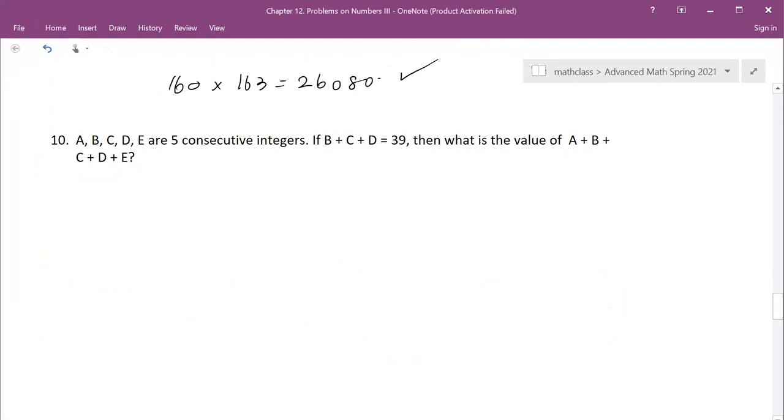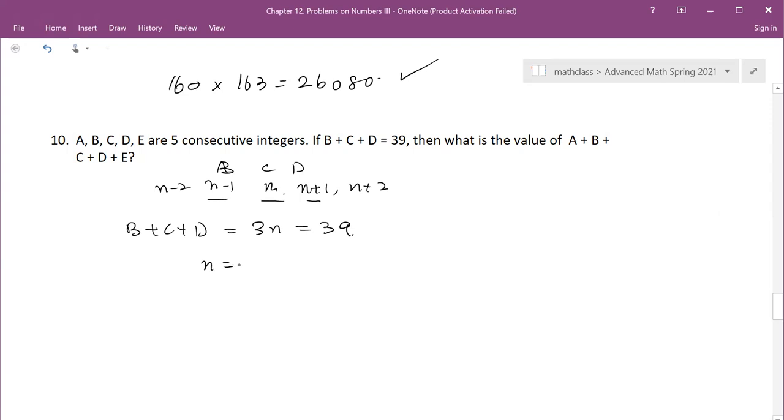You see, 5 digit consecutive integers. So you can express them in the form n plus 1, n plus 2, n minus 1, n minus 2. So those are the 3 numbers, B, C, D. If the sum of these integers added together is 3n equals 39, so what do you get? N is going to be 13. Right? N is going to be 13.